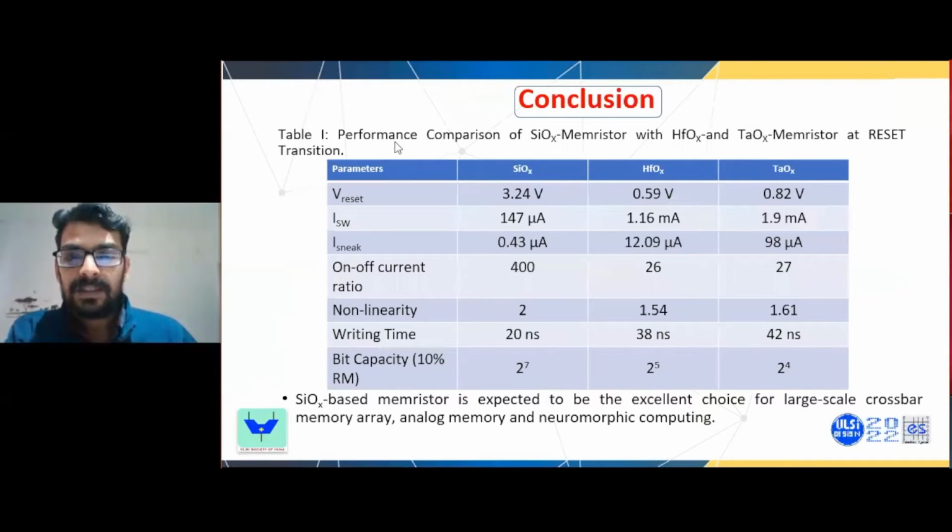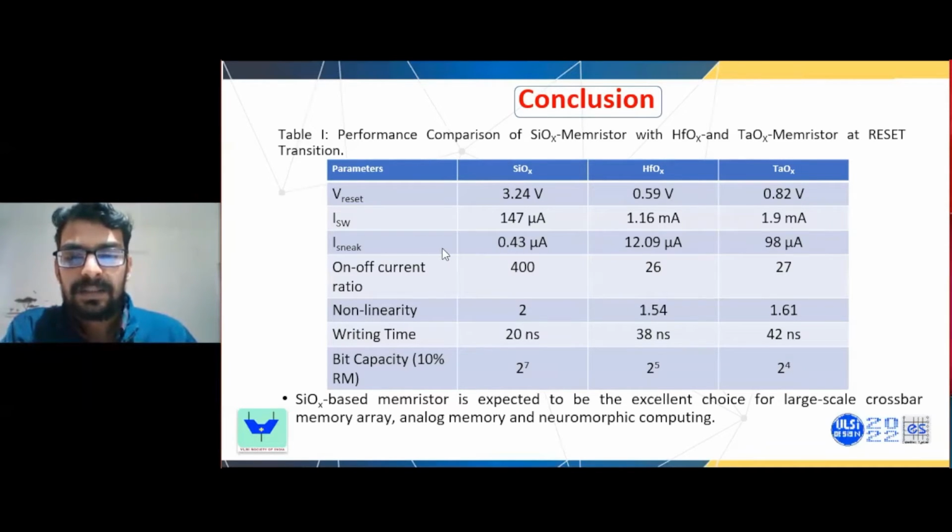Finally, we'll see the performance comparison of hafnium oxide and tantalum oxide with the silicon oxide memristor at the reset transition. The reset voltage for silicon oxide is quite high as compared to hafnium oxide, which is 0.59 volt, and tantalum oxide, which is 0.8 volt. The switching current is 147 microampere for silicon oxide. For hafnium oxide, it is 1.6 milliampere, and for tantalum oxide, it is 1.9 milliampere. So the current is comparable; it is not that much lower as compared to hafnium and tantalum oxide.